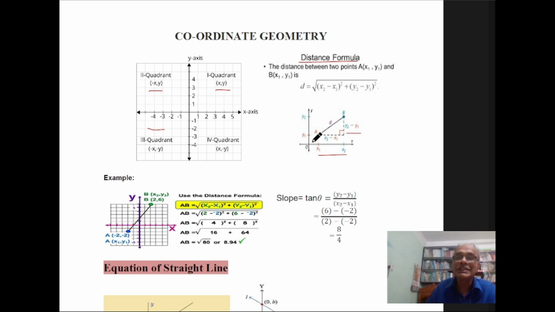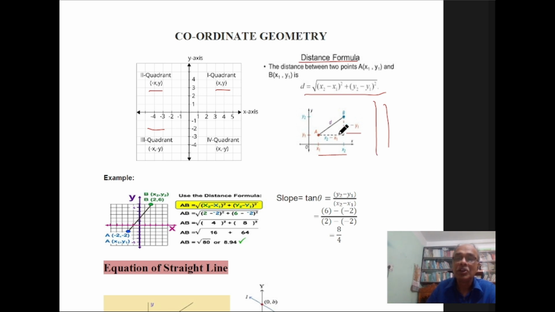So this is nothing but a right angle triangle. In a right angle triangle, hypotenuse square equals base square plus perpendicular square. So what is d? d equals the square root of this one square plus this one square. So d equals root over of x2 minus x1 whole square plus y2 minus y1 whole square. This is the formula for the distance between them.